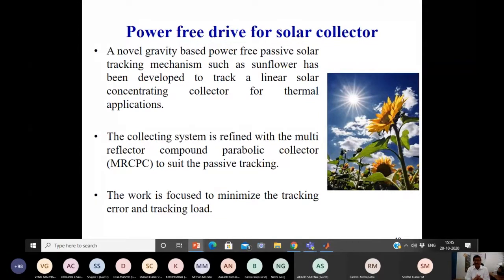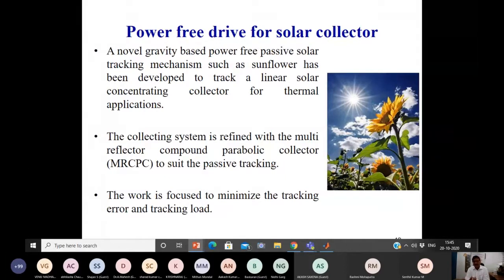In a power free drive for the solar collector, what do we have to use? We have to supply energy, but we are not using any battery or electricity. Okay, fine, but without supplying some energy we can't drive an object. If we are able to, that becomes a perpetual motion machine.